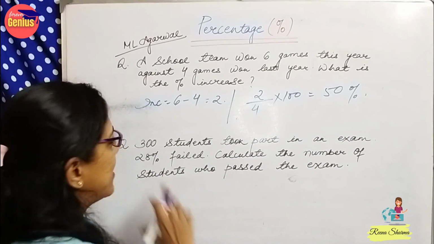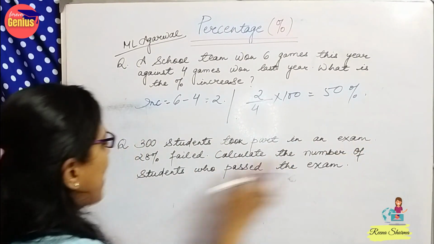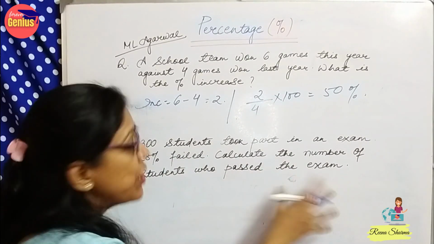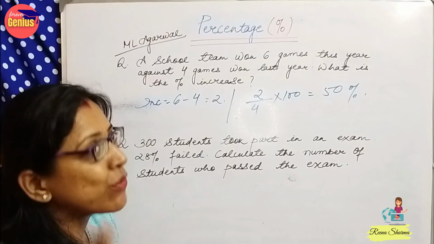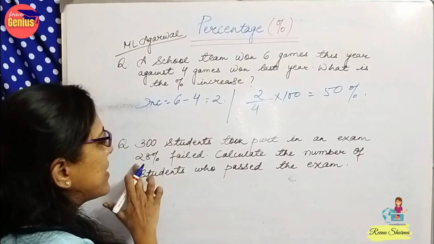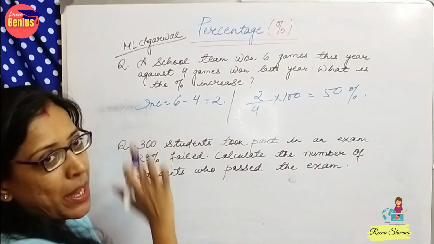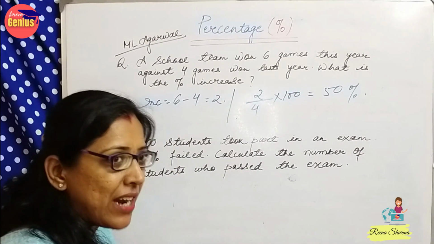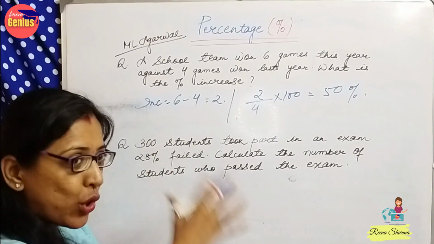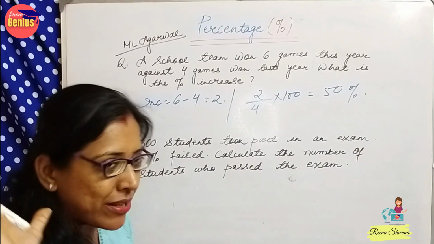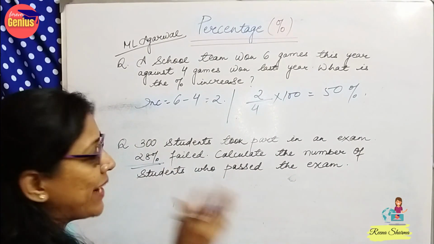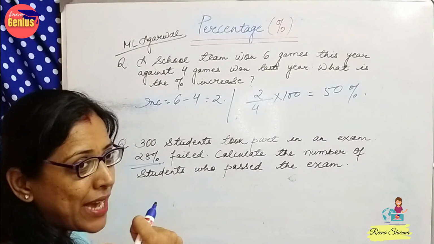Our next question is, 300 students took part in an examination, 28% failed. Calculate the number of students who passed the exam. In these types of questions, what do I have to do? There are 2 steps. First, find out the percentage in terms of numbers. How many students failed? Then deduct it from the total number of students. Don't do one step and leave the second step for the examiner to do. If I want to find out the number, what to do? We did it in the formula, isn't it?